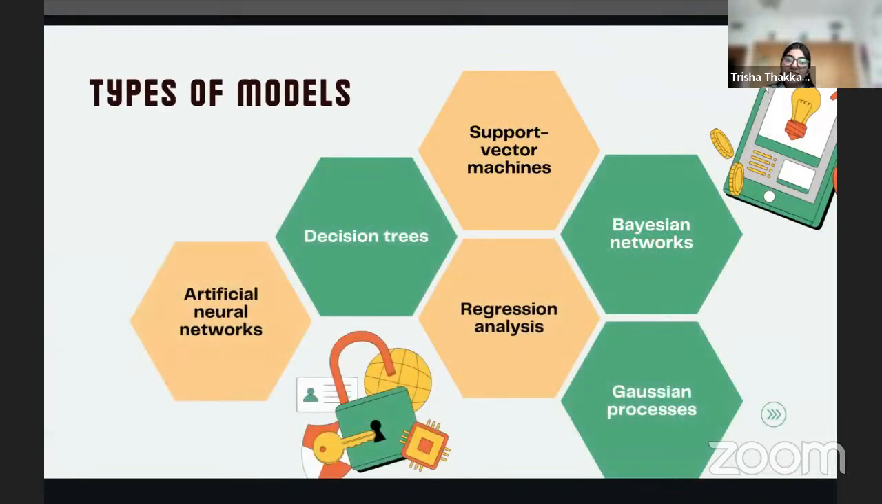Models themselves have types of their own. The different types of models are artificial neural networks, decision trees, support vector machines, Bayesian networks, regression analysis, and Gaussian processes. Over here, I'll be discussing the artificial neural networks and decision trees.